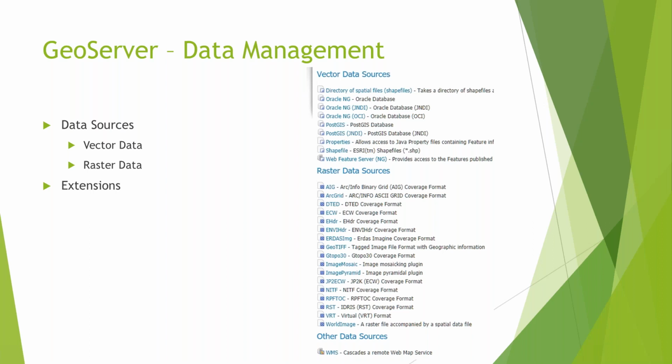Under the vector data sources, you can pull in shapefiles, PostGIS databases, Oracle databases, and also other web feature services. There are numerous raster data sources also that you can pick from. It's a very powerful tool, and the fact that you can bring this data in and then create the WMS and WFS services from that data.